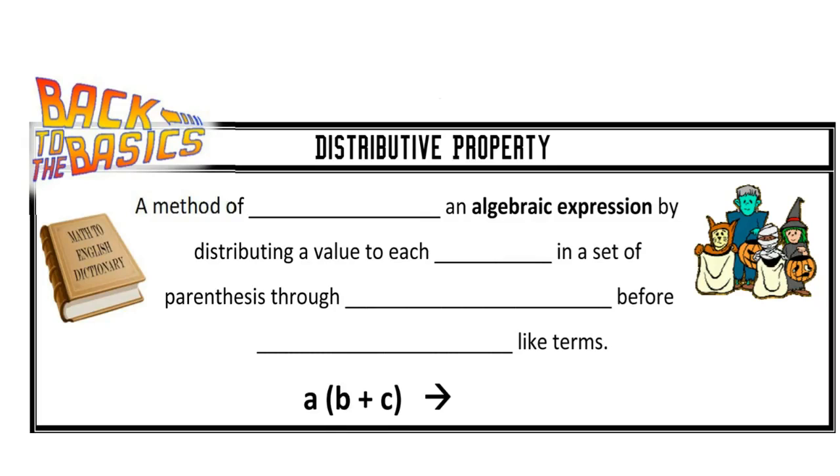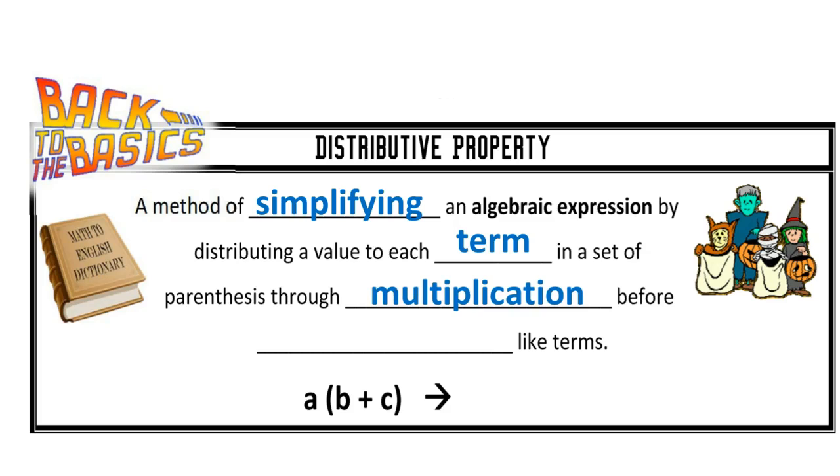Since an equation is made up of two algebraic expressions, the distributive property, as we've already learned it, can apply to equations, specifically multi-step equations. The distributive property is a method of simplifying an algebraic expression by distributing a value to each term in a set of parentheses through multiplication before combining like terms.